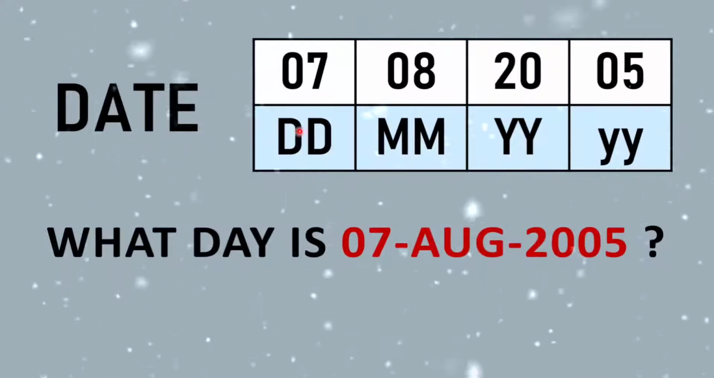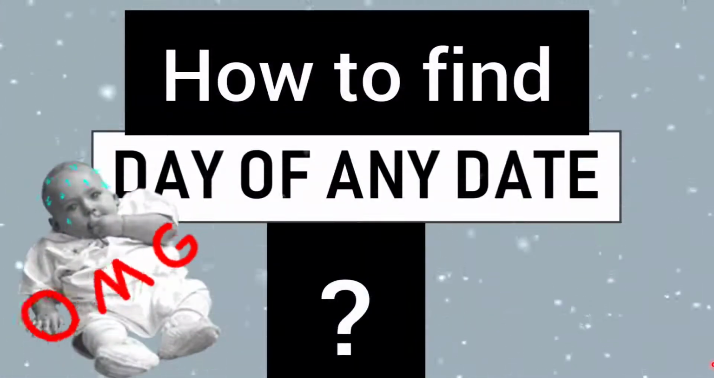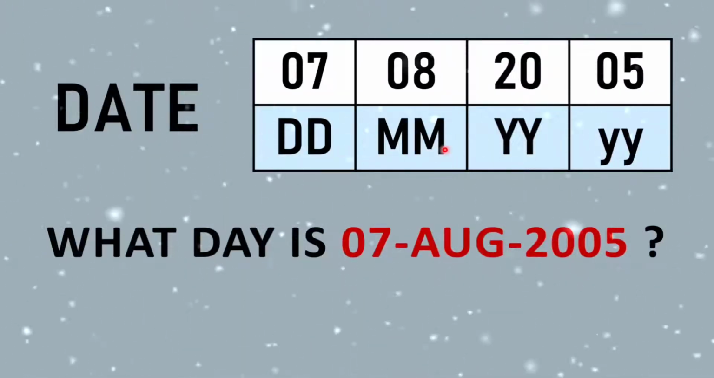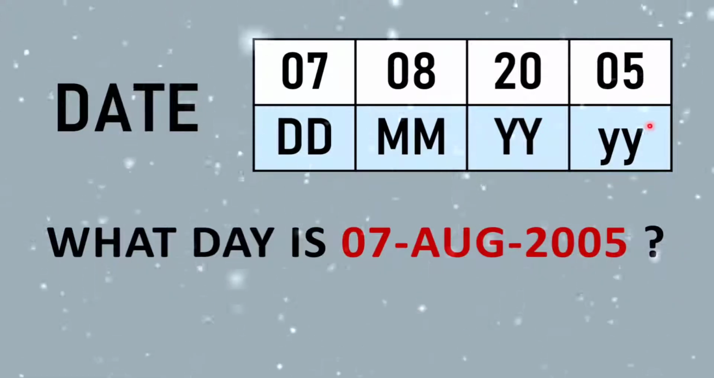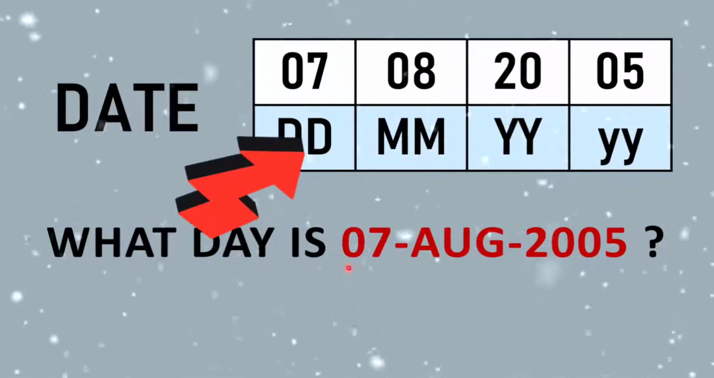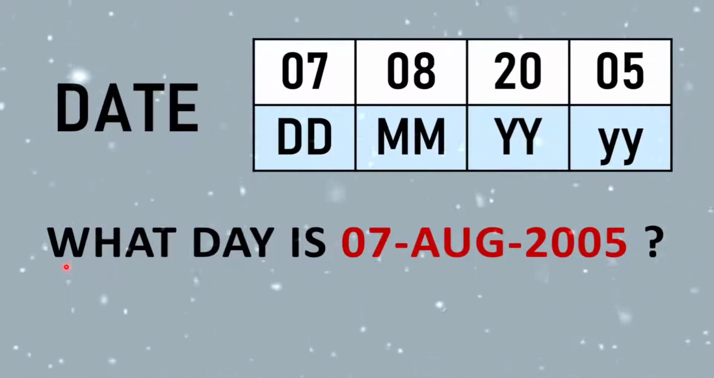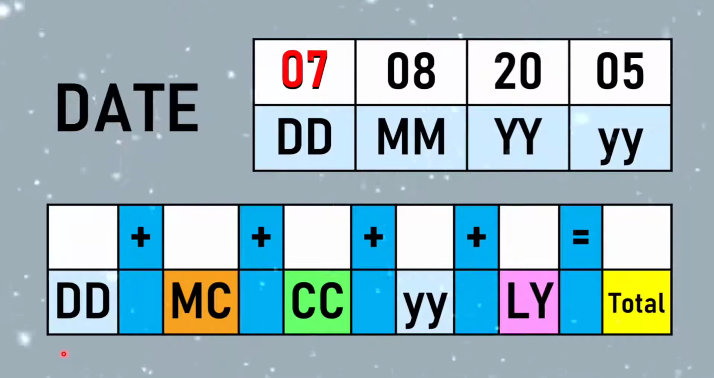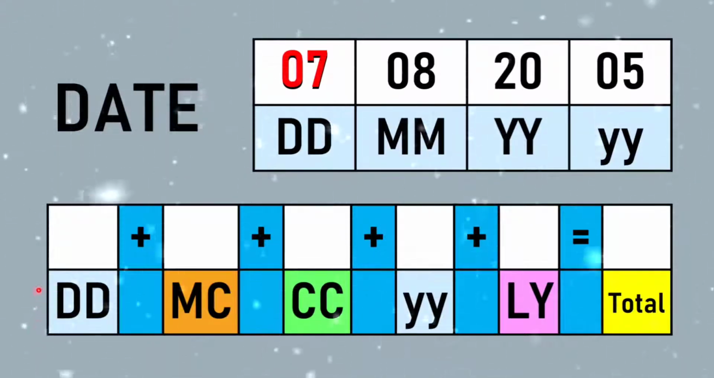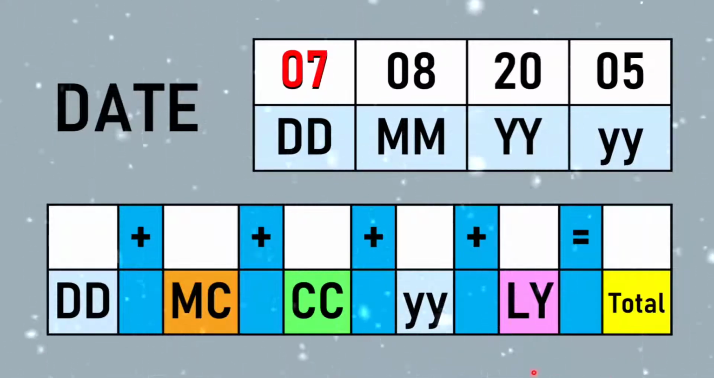What day is 7th August 2005? The date is 7, the month is August, which is the 8th month, and the year is 2005. So we can put it in this date format. Now the first step is to understand what formula to use for this. It's a very simple formula. It may look a bit complex initially, but once you go through it, it will be very easy.